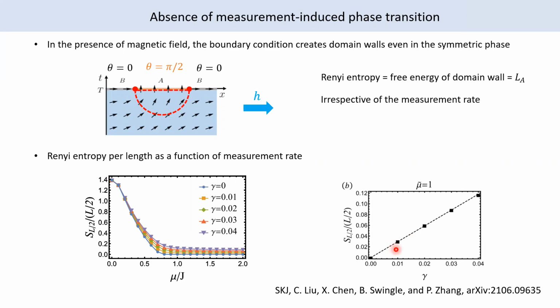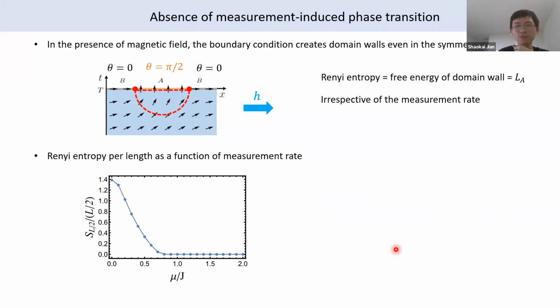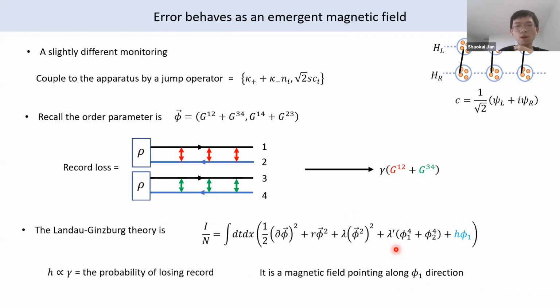I have a question. Is this magnetic field term non-Hermitian? No. So it is Hermitian. So how can it lead to entanglement loss? Let me think. Sorry, it is non-Hermitian. It is actually coupling between 1 and 2.